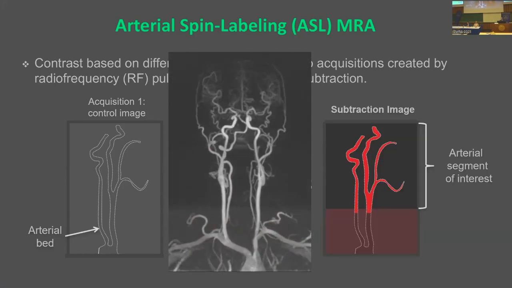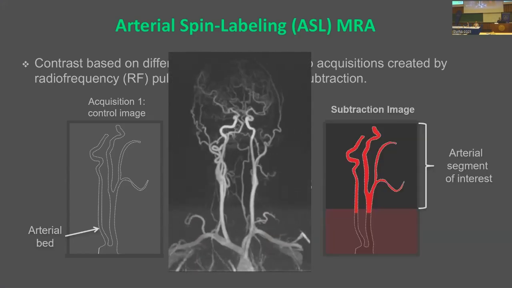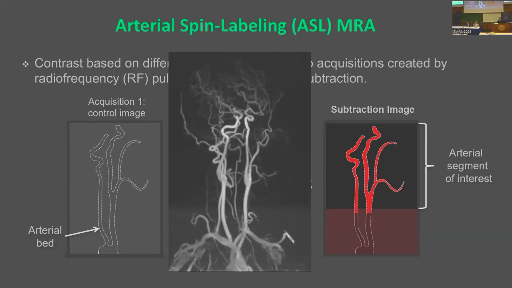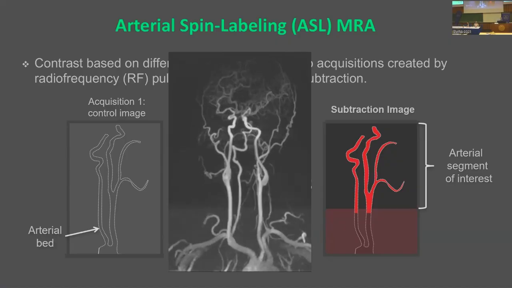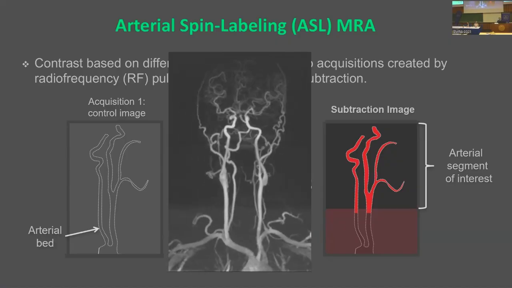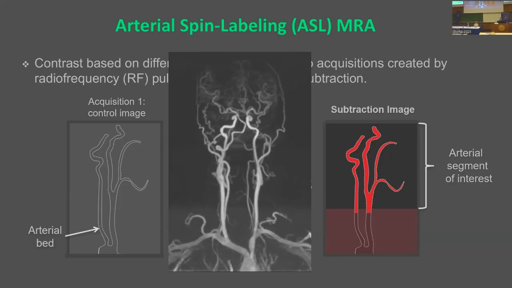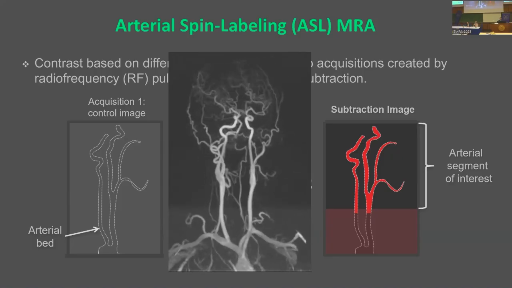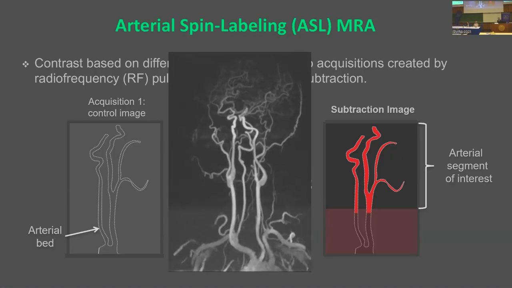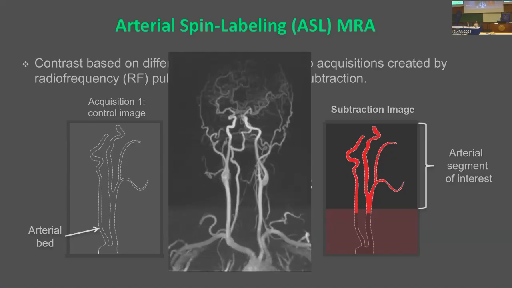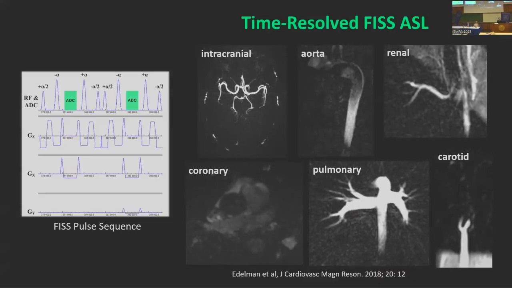Arterial spin labeling has been around for a couple of decades. Don't see a lot of this used clinically, probably should be used more. It's more used in the brain perfusion area. And basically, instead of using a contrast agent, you use a radio frequency pulse to tag the blood, and you get really quite beautiful images with this approach.